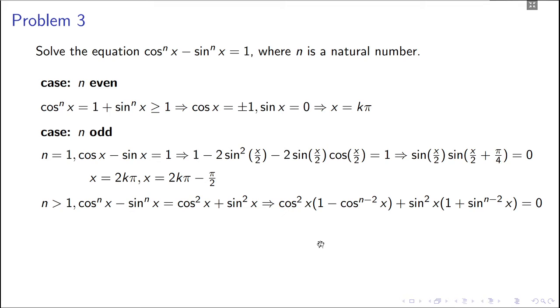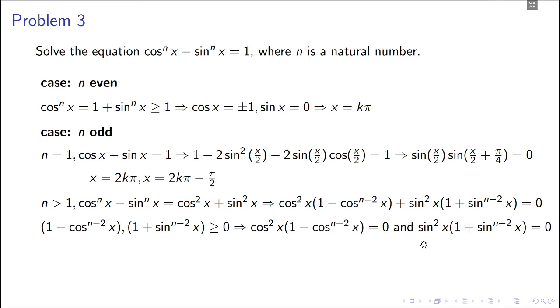So when n is greater than 1, then I write 1 as sine square x plus cos square x. Then you rearrange it. And what you need to notice is that this and this will always both be greater than or equal to 0, because cos x and sin x will all vary between minus 1 to 1, and then you add 1 to it, so it will all be above the axis. So this happens. So then if this is 0, then individually they have to be 0.